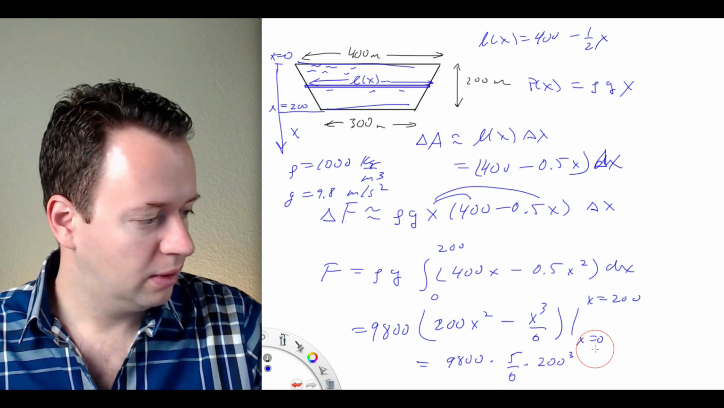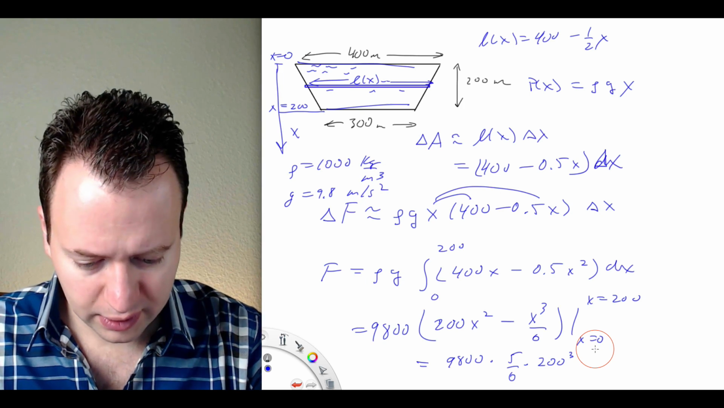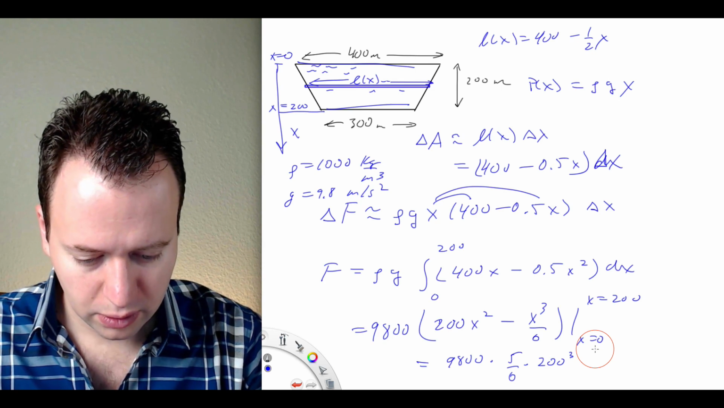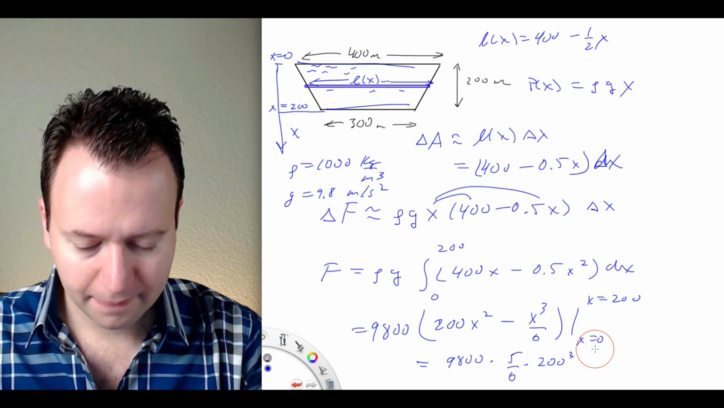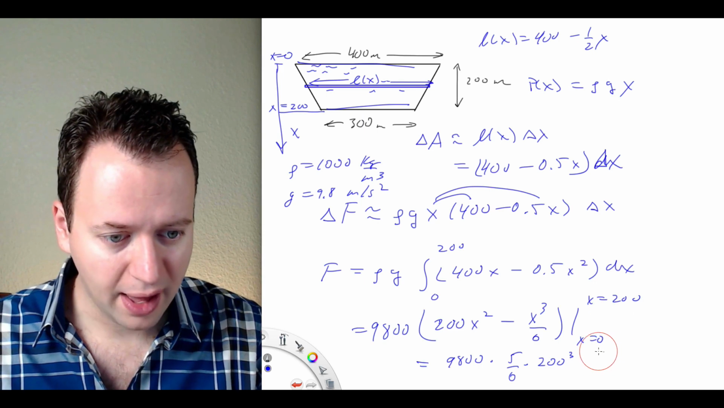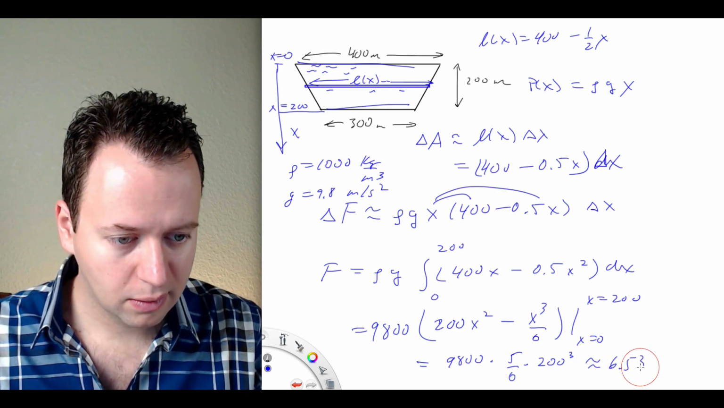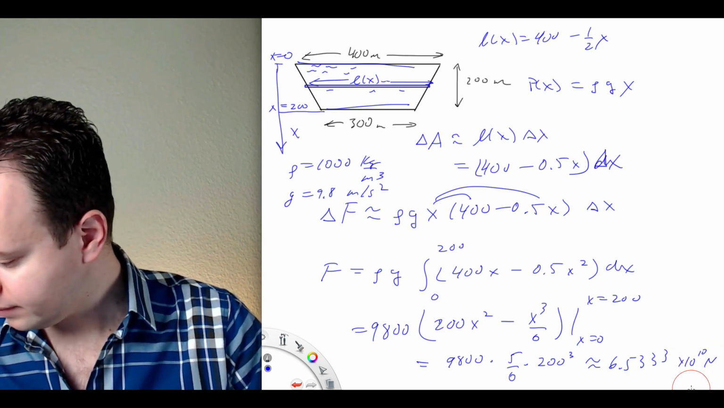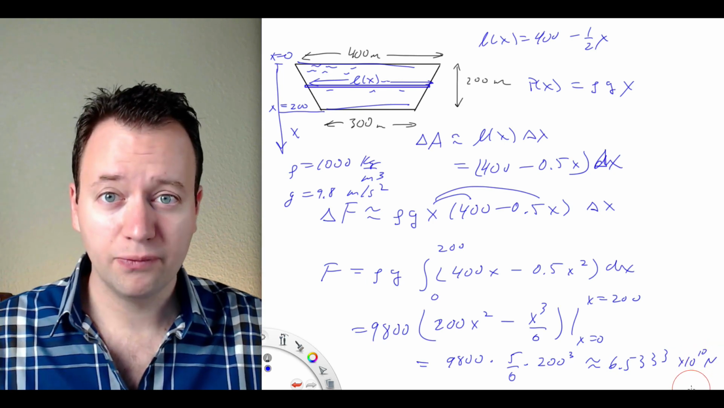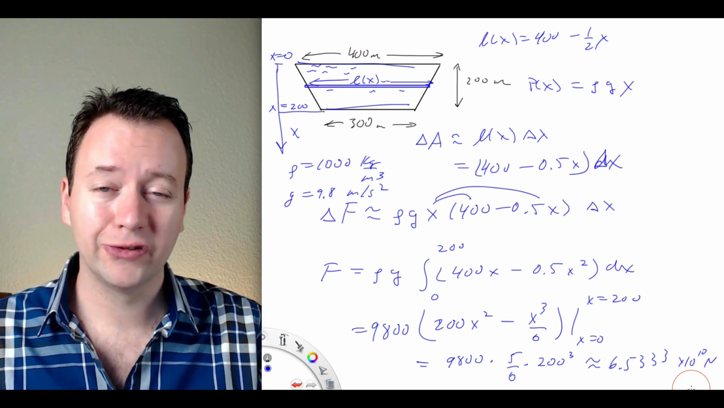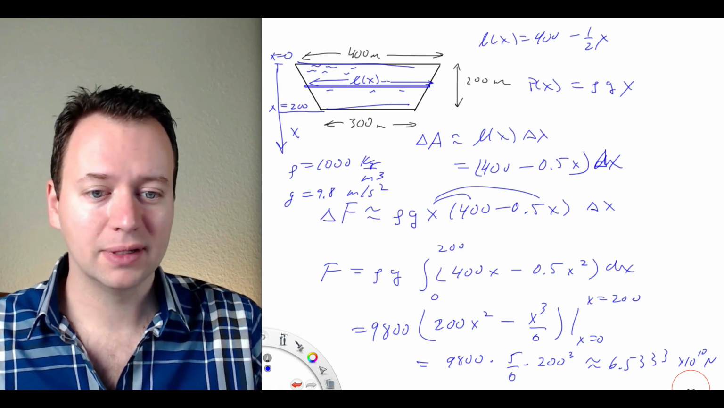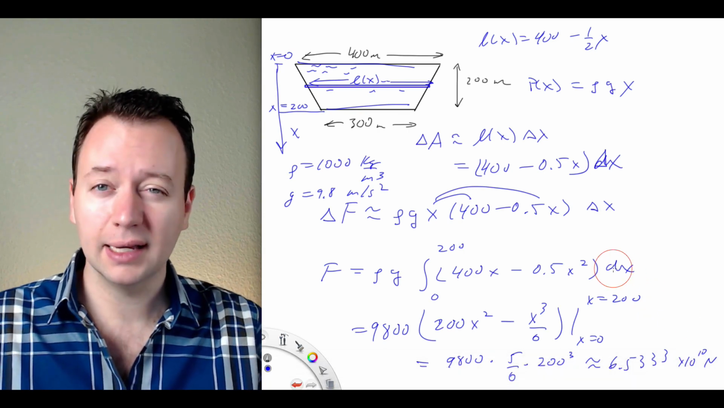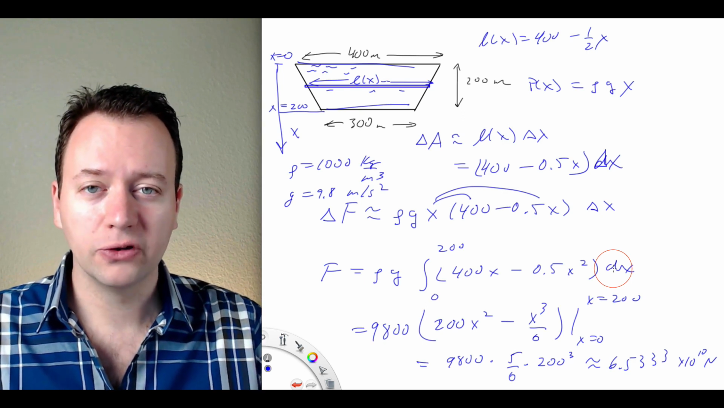So let's see what we get there. 5/6 times 9,800 times 200 cubed is approximately 6.533 times 10 to the 10 newtons. So that's about 65 billion newtons of force acting on that wall at any given time. This is how you use the idea of slicing and integration to compute hydrostatic force problems.